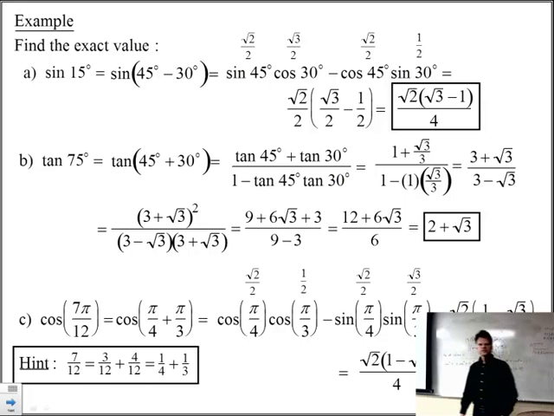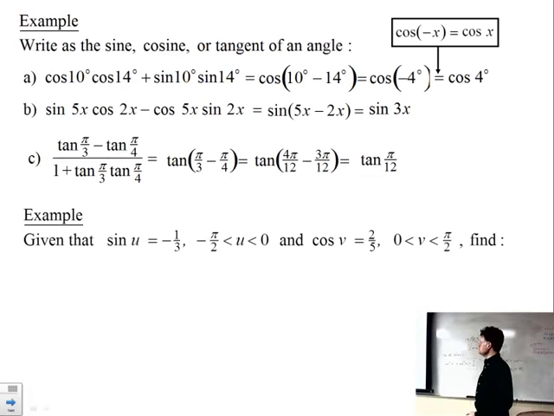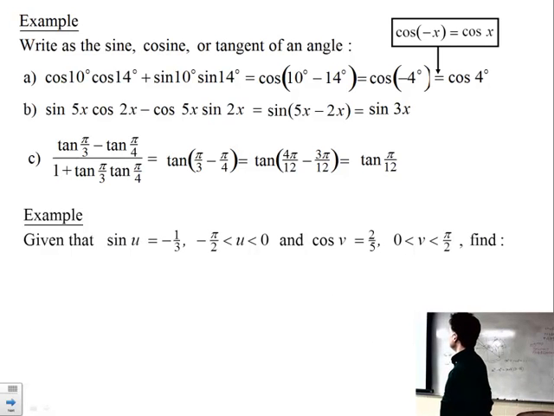Just looking at this, can you tell if that's positive or negative? Just looking at the right-hand side. It's going to be negative because root 3 is bigger than 1. So you subtract, you get a negative number here, and everything else is positive. So it's going to be negative. All right.